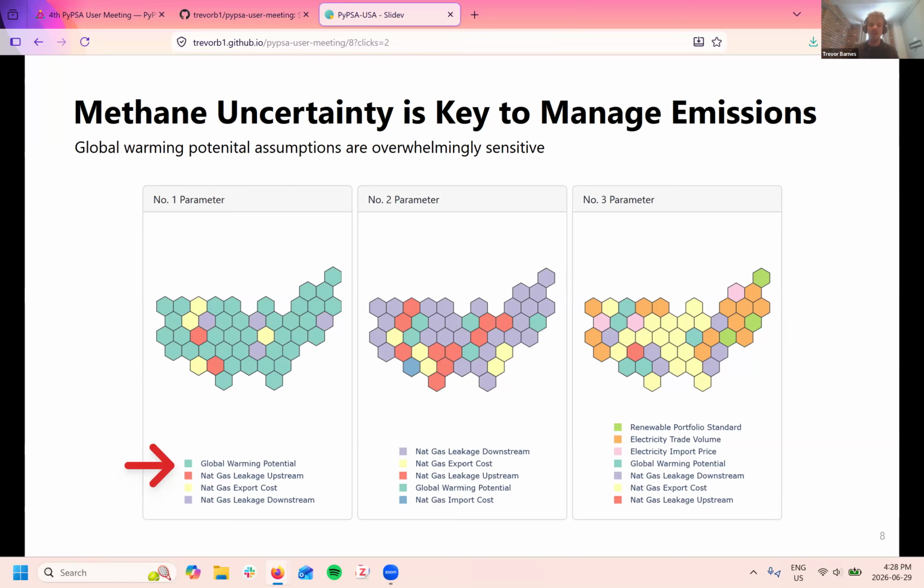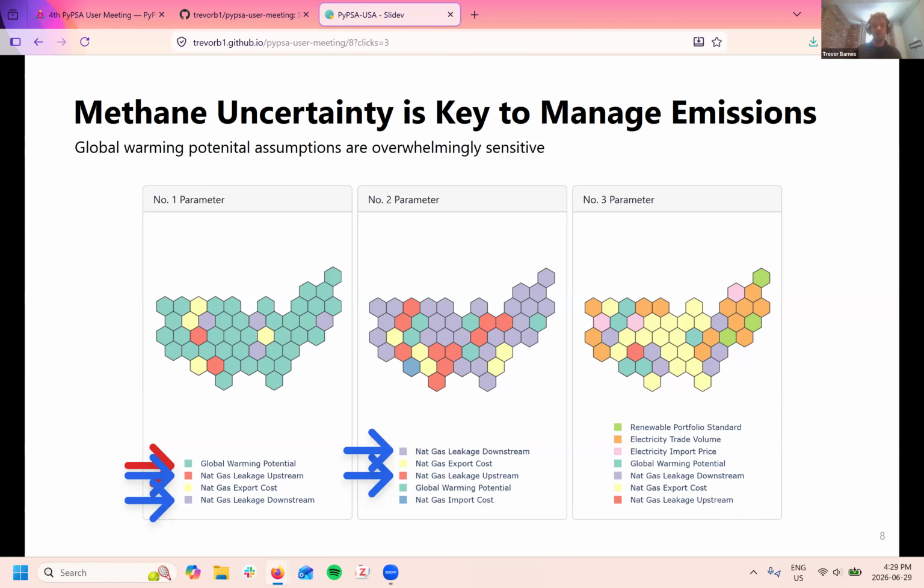And that makes sense because this value has a pretty big range. It can go from like 20 if you're doing a 100-year potential all the way up to like 80 if you're doing a 20-year potential. And that's purely a modeler's choice, but you have to be really aware of that when looking at carbon impacts.